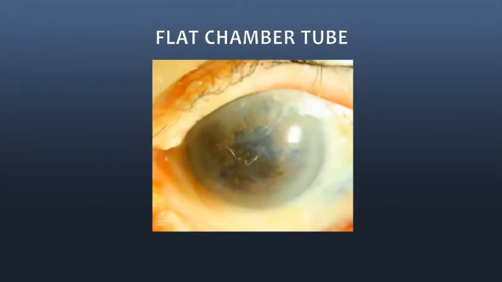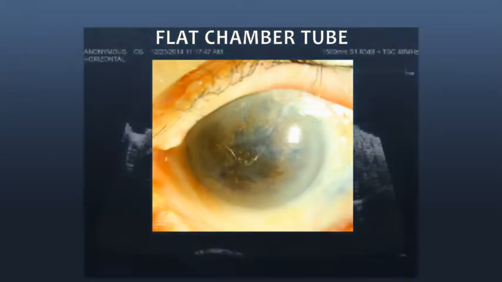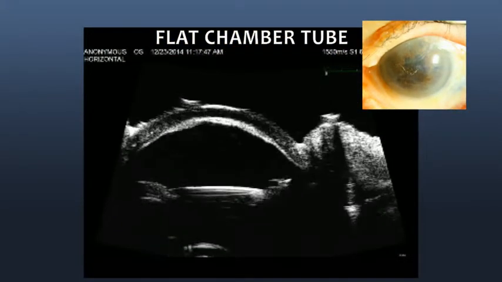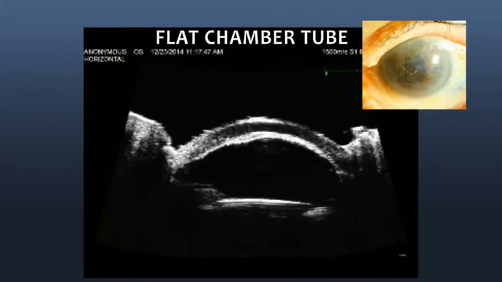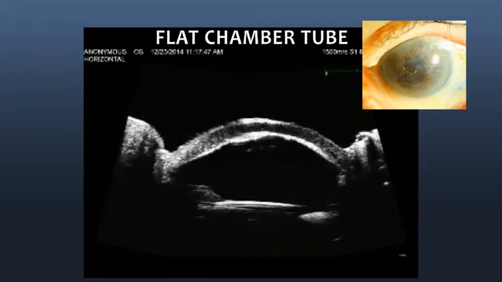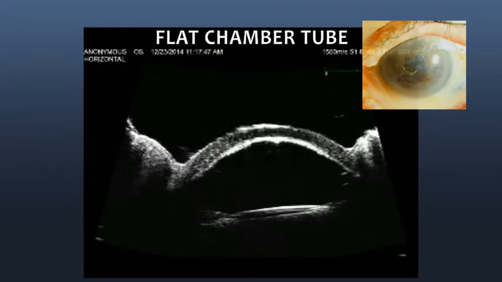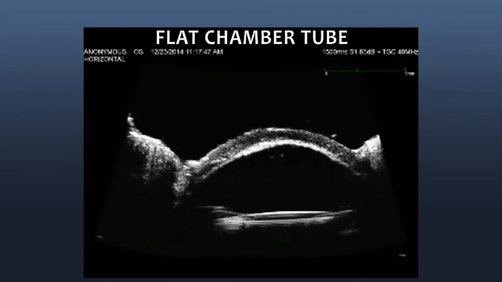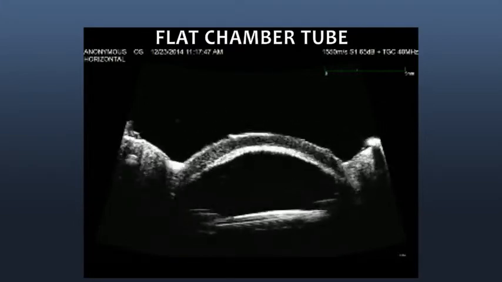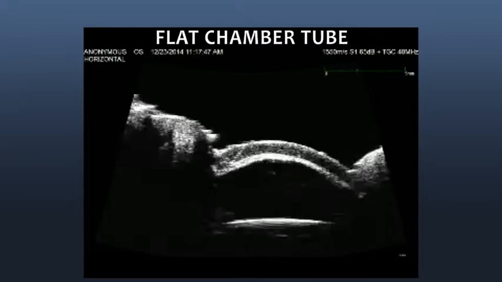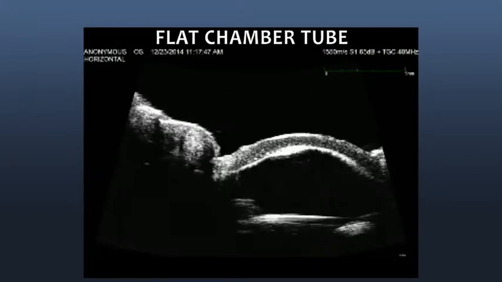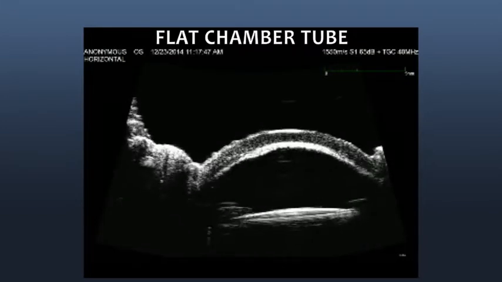A flat chamber in a glaucoma tube procedure reveals the iris against the back cornea, and no tube is visible. What happened to the tube? Well, visualization with this technique demonstrates the iris up against the back surface of the cornea and the tube seen directly in front of the implant, down and to the left of the screen, as it enters the posterior chamber, the anterior chamber being completely flat.